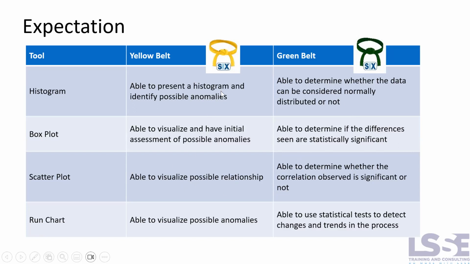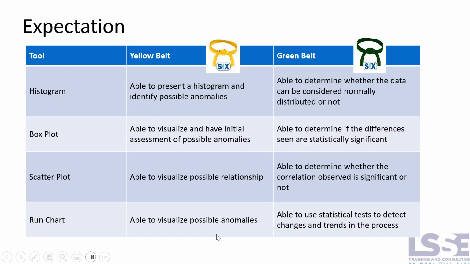Scatter plot, as a yellow belt, if you're able to visualize possible relationship, you're good already. In green belt, the expectation is much higher. There's some computation aspect. Using this computation, you are able to determine whether the correlation you observe is significant or not.